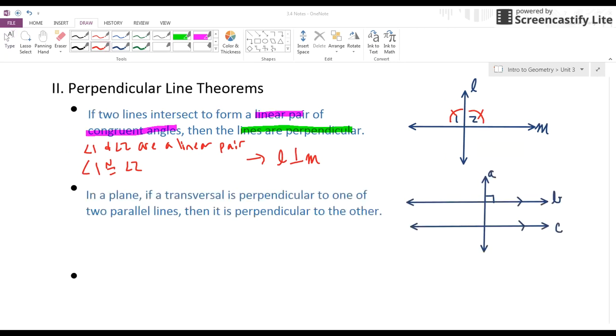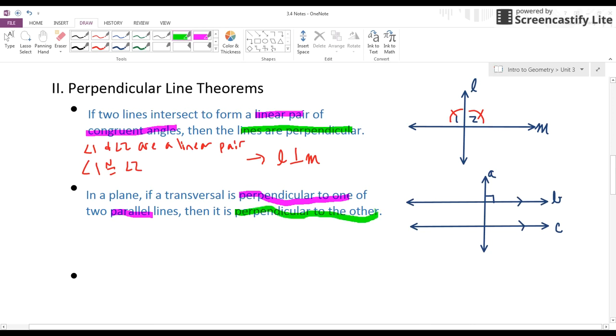So theorem number 2: in a plane, if a transversal is perpendicular to one of two parallel lines, then it is perpendicular to the other. So look at the key information in this statement as well. Our transversal is perpendicular to one line, and these lines have to be parallel. So we've got to be perpendicular to one, and then the two lines that we're looking at have to be parallel. If that's true, then that transversal is perpendicular to the other line.